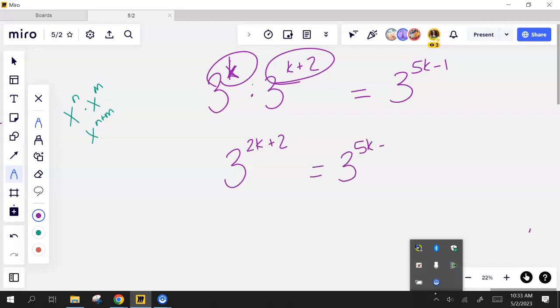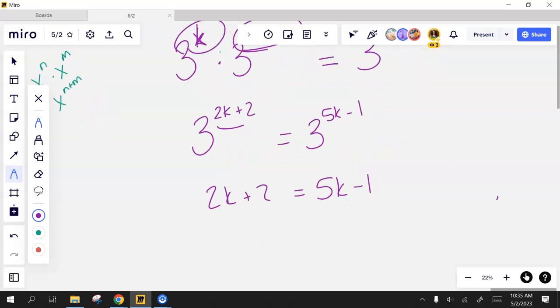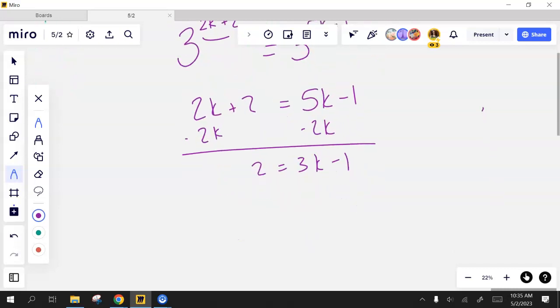So I'm constantly trying to get back to, ooh, scared me. So 2K plus 2 equals 5K minus 1. Get the K's together and the numbers together. I'm probably subtracting 2K. Add 1 and divide by 3. So yes, K equals. Still fairly easy, right?